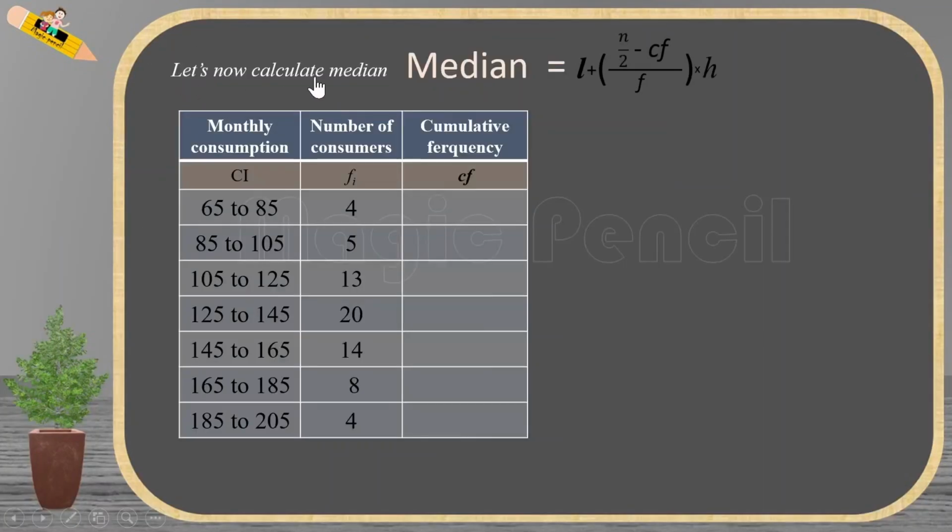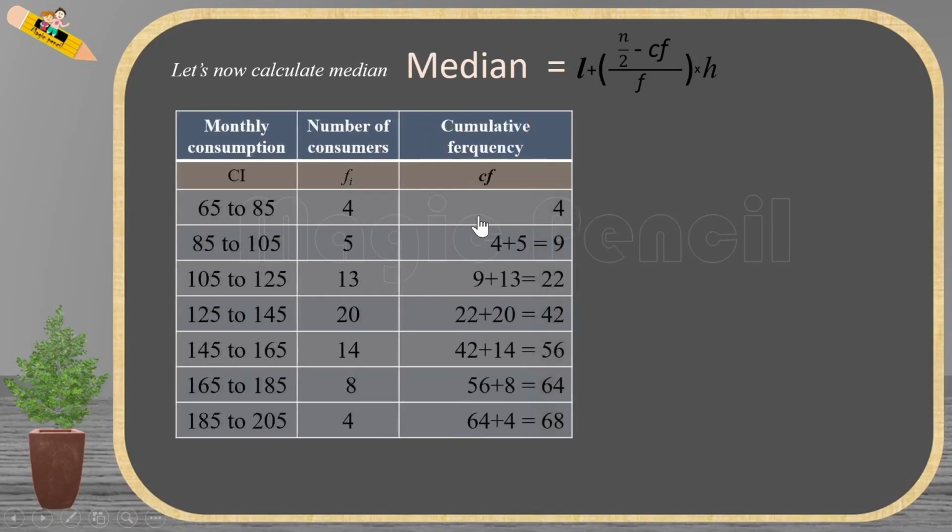Let us now calculate median for this given data, and this is the median formula. For this video and in this exercise, median is very special and important, because in previous videos we did not calculate median. So please focus on how to calculate median. To calculate median, we first have to calculate cumulative frequencies. So how to calculate cumulative frequencies? We write 4 first, then 4 plus 5, then 4 plus 5 plus 13. Like that we keep adding all these values so that we can get cumulative frequencies.